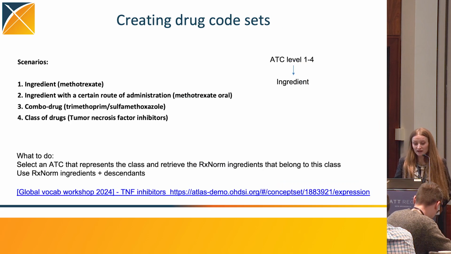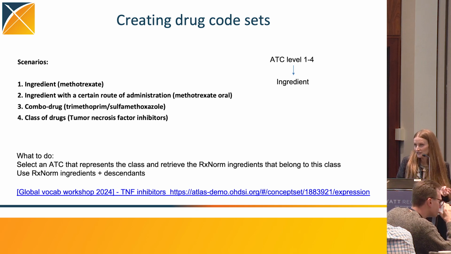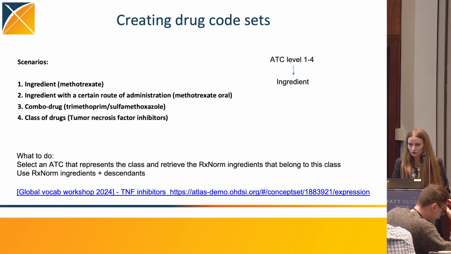And now coming back to our fourth scenario, what we will do? We will find respective ATC class and retrieve all RxNorm ingredients that belong to this class. It's very simple. And then we will use RxNorm ingredients and its descendants. So let's try to switch to the Atlas again.